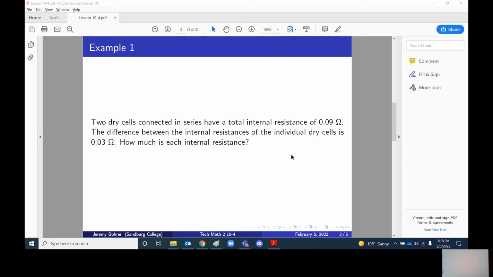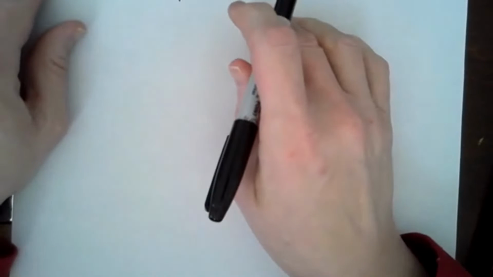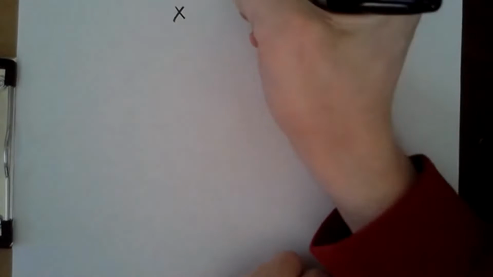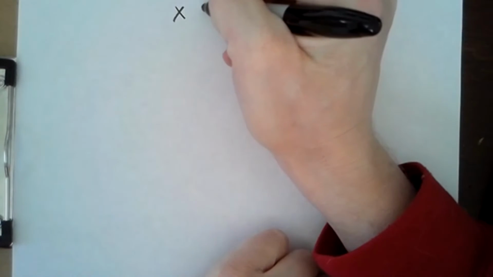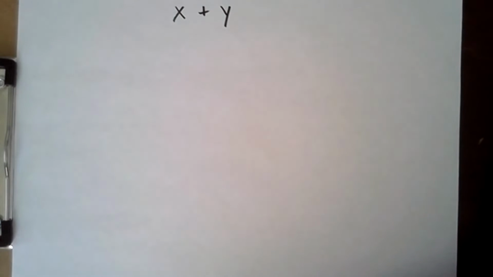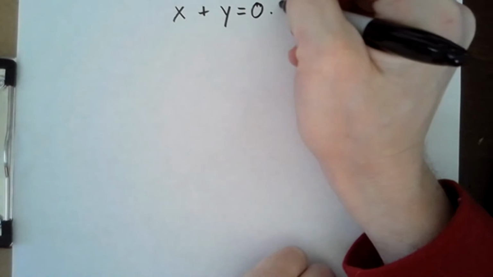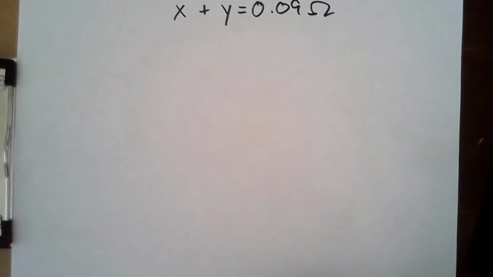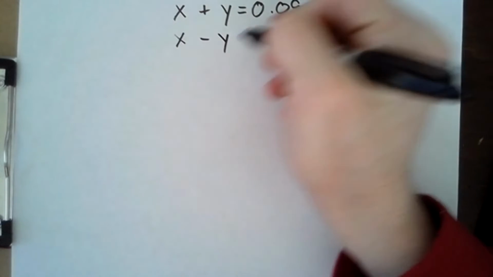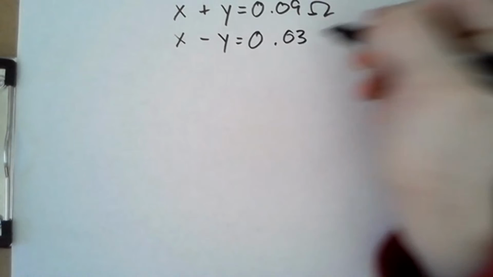So we start with the knowledge that when we add together the internal resistances, we get 0.09 ohms, and when we subtract their resistances, we get 0.03 ohms. That gives us these equations. We'll let the resistance of the first dry cell be X, and the second dry cell will have resistance Y. So X plus Y equals 0.09, and X minus Y equals 0.03.